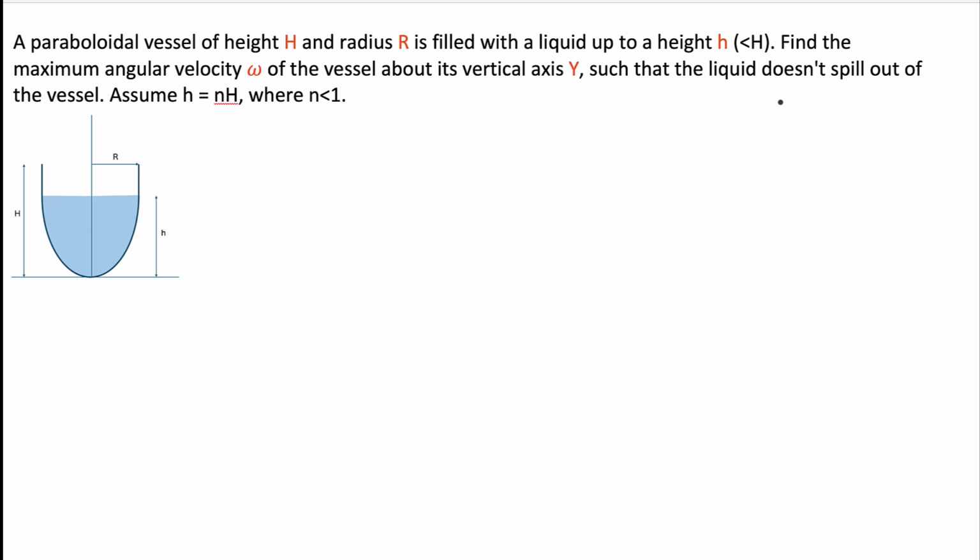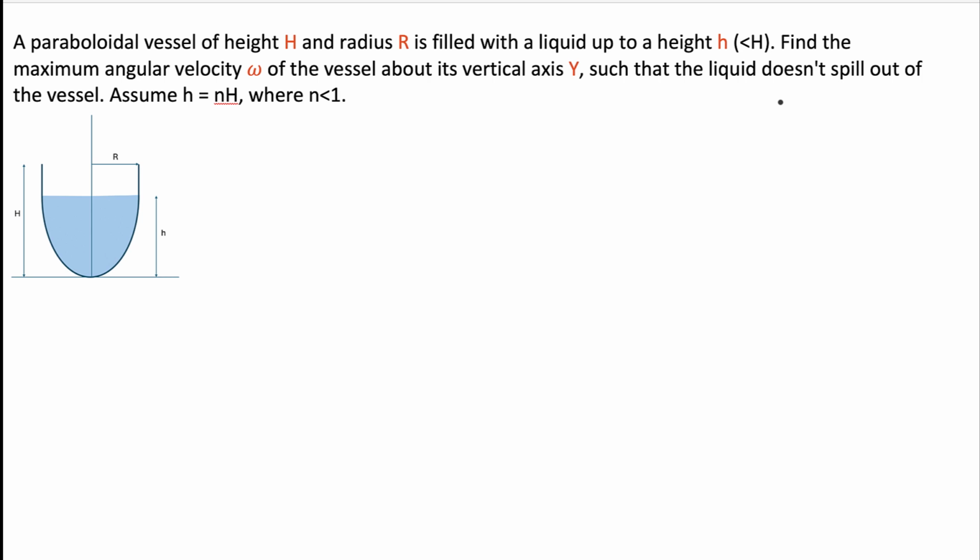A paraboloidal vessel. So a paraboloid is a parabola which is rotated about its axis by 360 degrees. So you'll get a volume or a vessel. So that is a paraboloidal vessel of height capital H and radius capital R, filled with liquid up to a height, let's say small h, as shown in the figure. Small h is less than capital H.